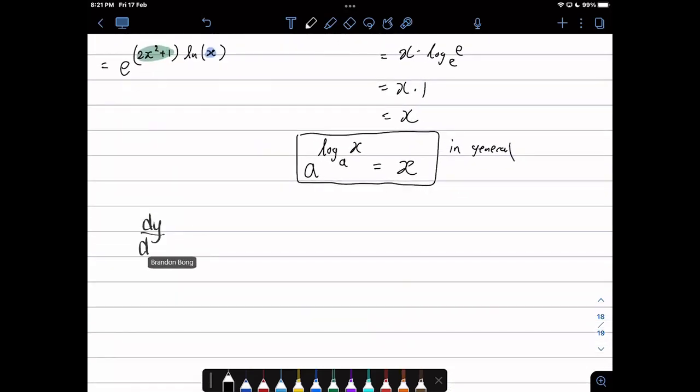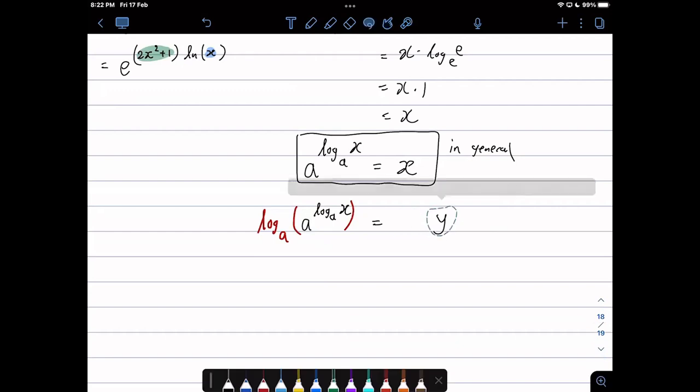How to show it? We can start with the left-hand side: a to the power of log x base a. Let's call this y. I don't know that y is x first. This is just logarithms, no differentiation yet. Let me show you why this y will always be equal to x. Whenever you have a as a base, wouldn't it make sense to take a logarithm? In this case, I'll take log base a.